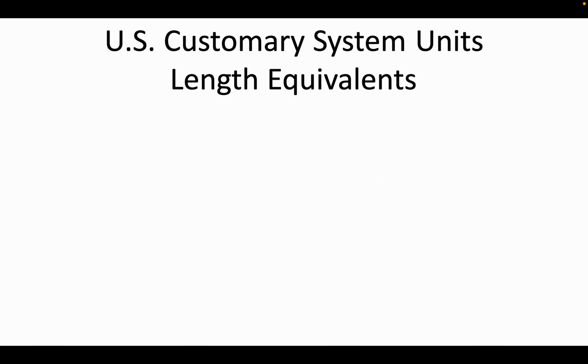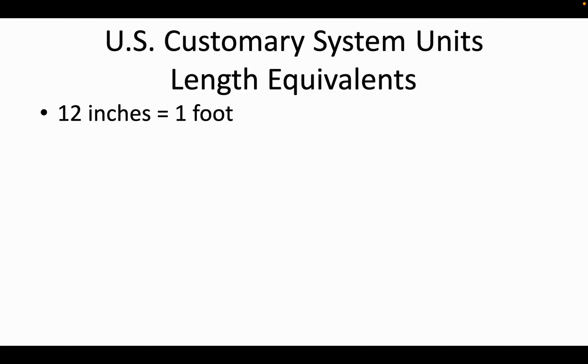So when we're talking about the U.S. Customary System, that just means the way that we measure things, as opposed to other places in the world that use the metric system. In the United States, we use inches, feet, yards, and miles when we're talking about length. Some of the length equivalents that we have are 12 inches equals 1 foot, 3 feet equals 1 yard, and 5,280 feet equals 1 mile.